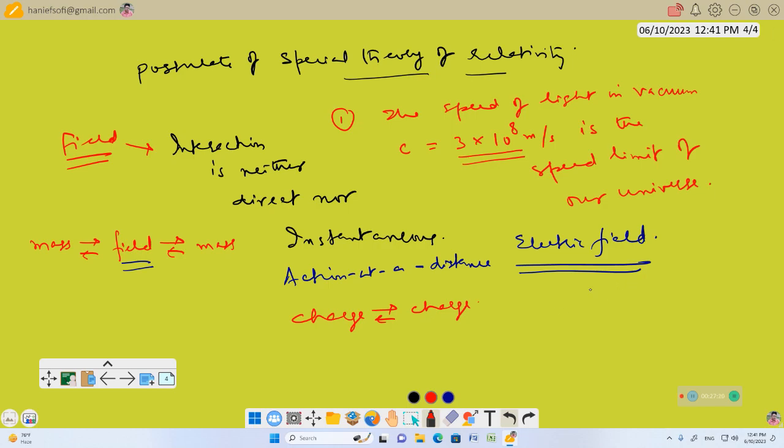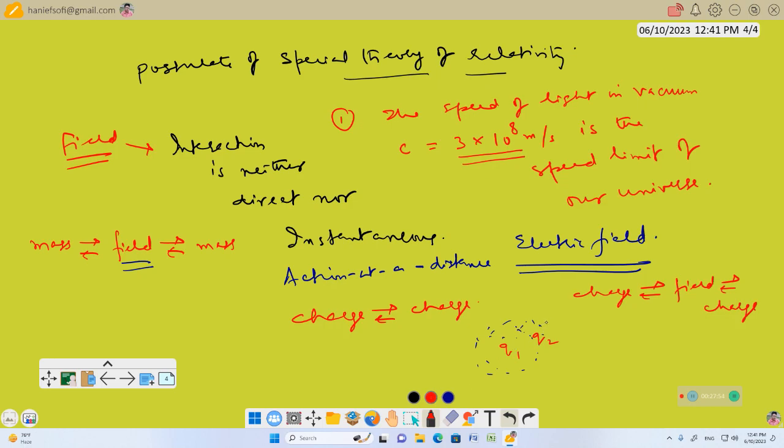But in the field idea, we write it this way: charge, field, and charge. So there we say the interaction is neither direct nor instantaneous. Field is the intermediary agency. So if I have some charge Q1, it will have its own field, right? And if in that field Q2 finds itself, that field will exert force on Q2.